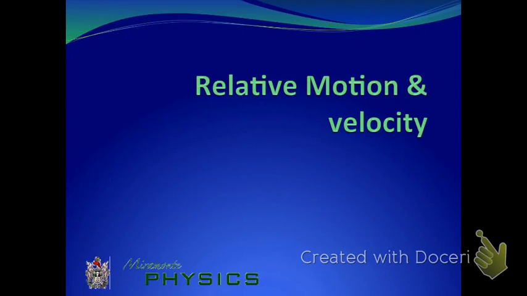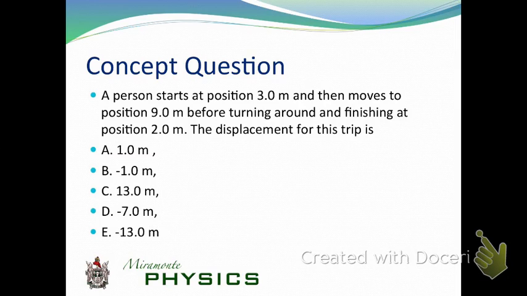So we have a quick little lesson today as we wrap up Unit 1 on relative motion and velocity vectors. So we'll start off with a little concept question. This is a review. A person starts at a position of 3.0 meters and then moves to a position of 9.0 meters before turning around and finishing at position 2.0 meters. Displacement for this trip is what?